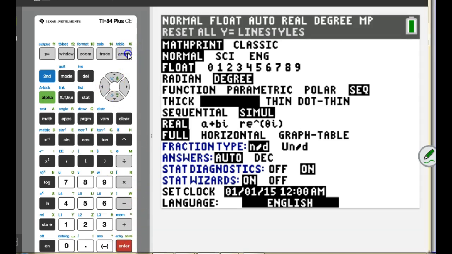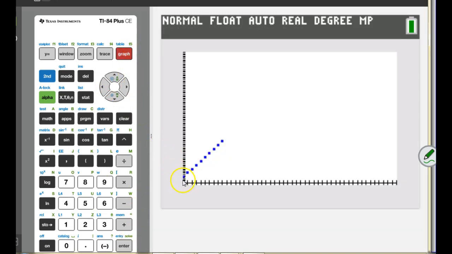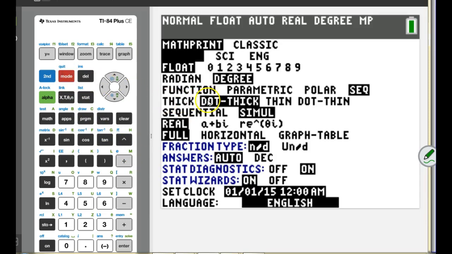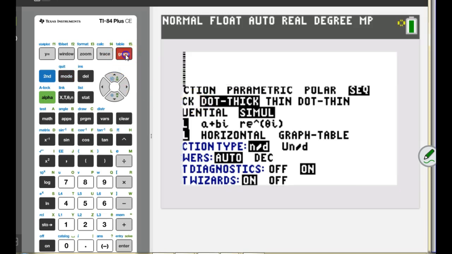Try this. Yeah, these are the terms. So term 1, term 2, term 3, term 4 are graphed here. Anybody need me to go back over something? So for mode, I put it in dot thick, or just if you have one that says connected, choose the one that's not connected. Who needs help?